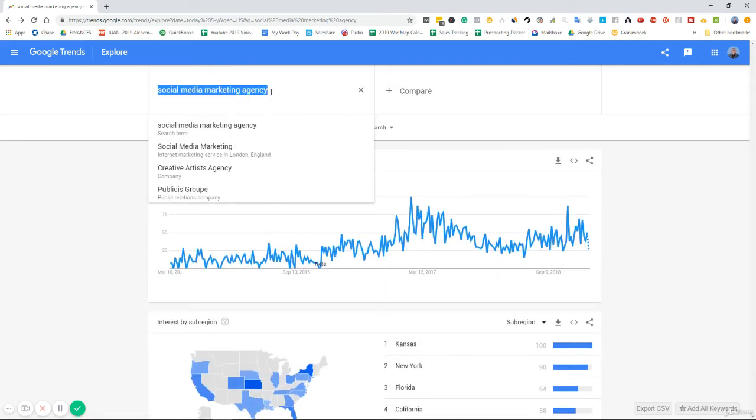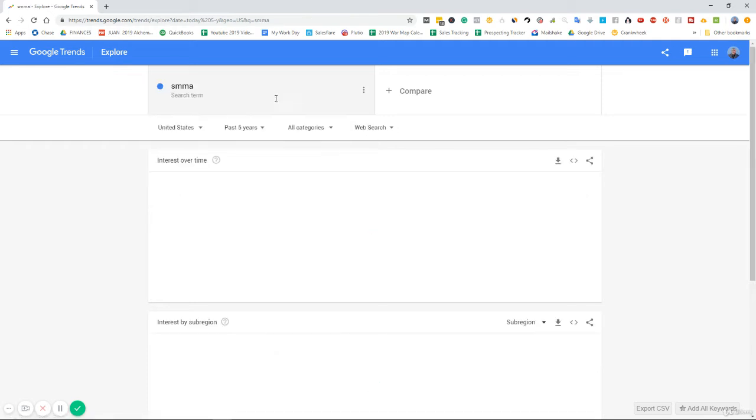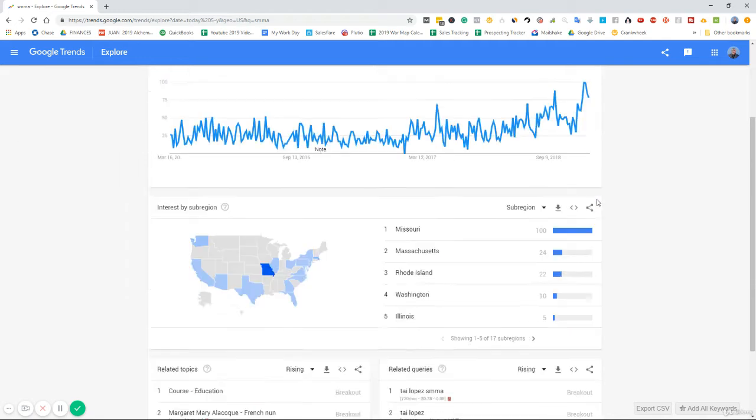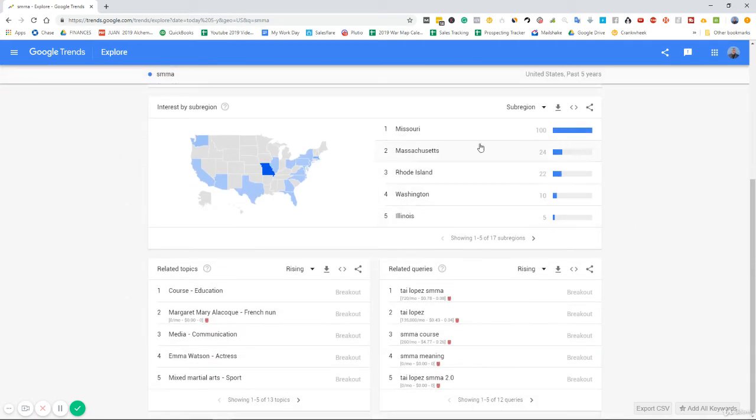Okay, so let's even type in SMMA. That's the short, abbreviated version. Okay, yeah, look at this huge jump up here, February of this year. Okay, massive jump there. And so now we get some different data: Missouri, Massachusetts, Rhode Island.